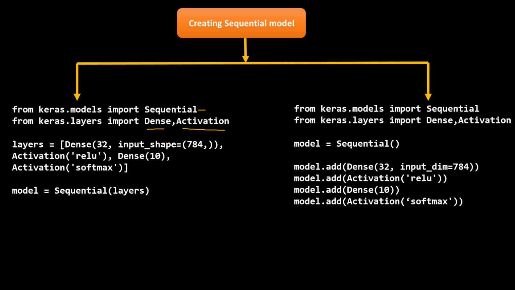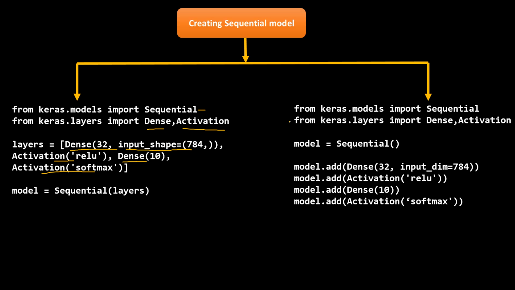Okay, coming back, you can define the layers in one list, for example. First is a dense layer with 32 units, and the input coming to that layer is of shape 784, so it's a 784-dimensional vector. And then we have an activation function. Then we have a dense layer, and again activation softmax. And then you simply say model equals Sequential of layers, and it will create a sequential model for you.